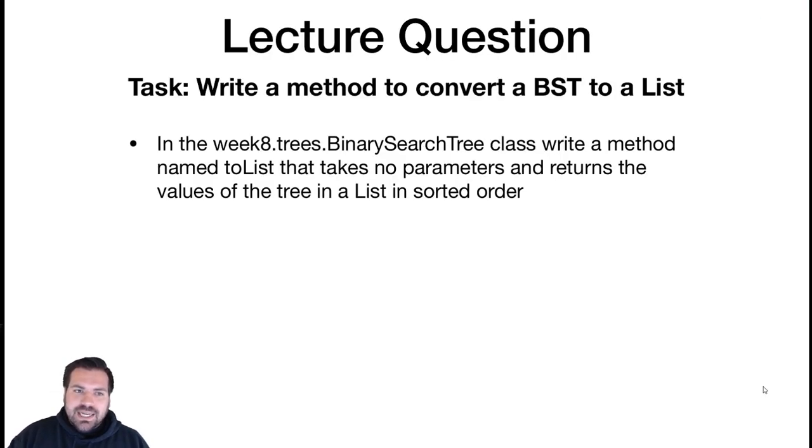The lecture question today is: take a binary search tree and return a list containing all the values in the binary search tree in sorted order. So traversing this tree using the traversals that we talked about last time, traverse this tree, gather all those values into a list, and then return that list is what we want to do today.